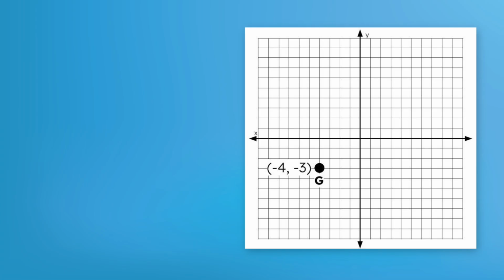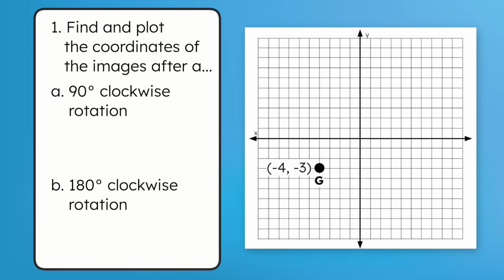Pre-image point G is at -4, -3 on this coordinate plane. We want to find and plot the coordinates of the images after a 90 and 180-degree clockwise rotation. Let's do the first one together. What does the coordinate notation of a 90-degree clockwise rotation tell us to do with the x and y coordinates of the pre-image?